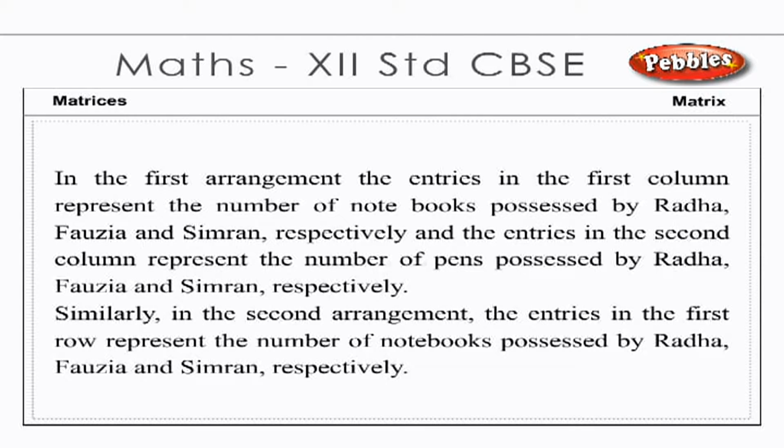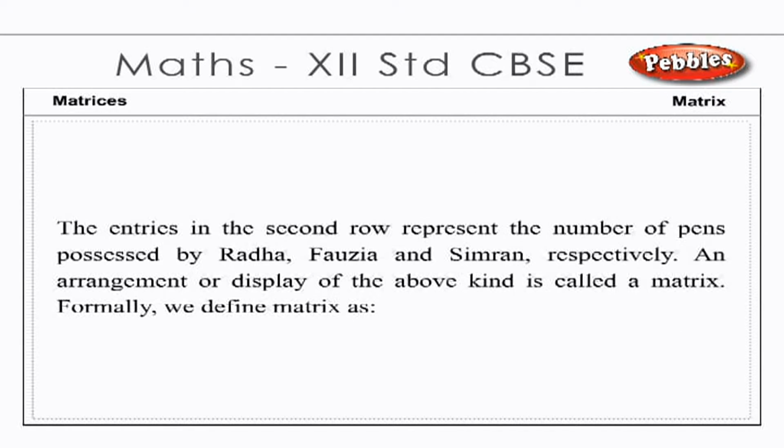In the first arrangement, the entries in the first column represent the number of notebooks possessed by Radha, Fizia and Simran, respectively, and the entries in the second column represent the number of pens possessed by Radha, Fizia and Simran, respectively. Similarly, in the second arrangement, the entries in the first row represent the number of notebooks possessed by Radha, Fizia and Simran, respectively. The entries in the second row represent the number of pens possessed by Radha, Fizia and Simran, respectively. An arrangement or display of the above kind is called a matrix.